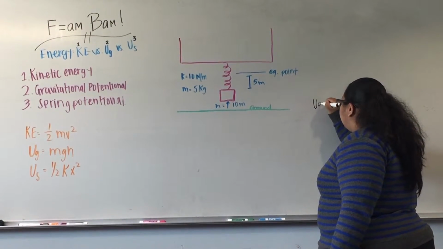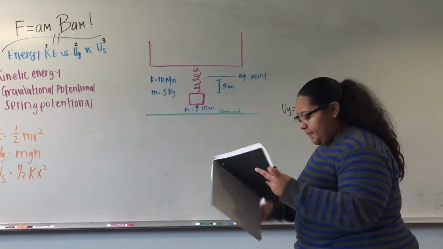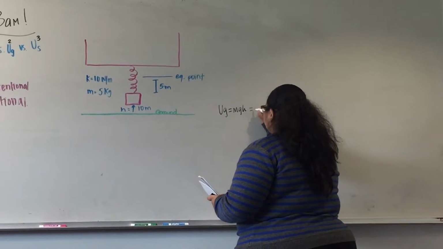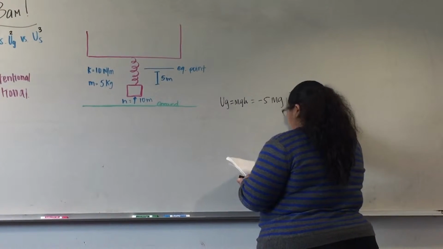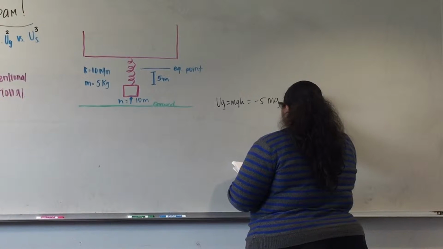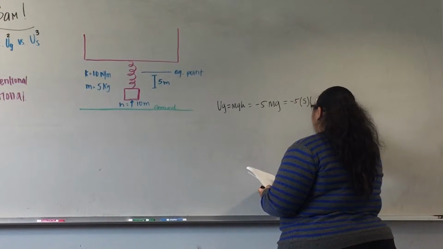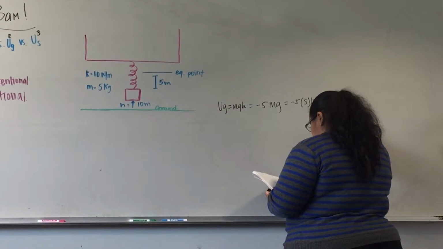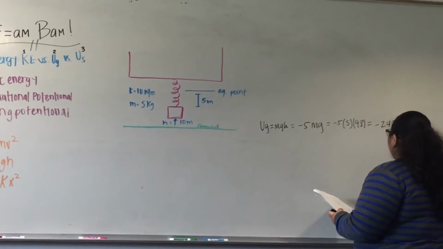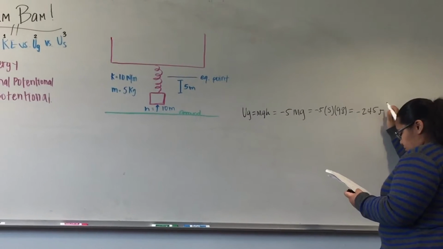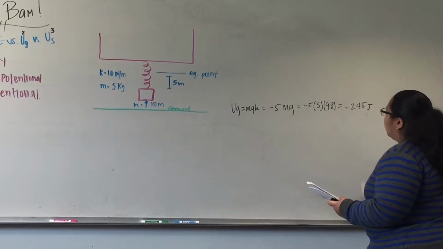So UG, which equals mgh, equals mass times gravity times the height of -5 because it's going down. If we plug that in, we have -5. The mass is 5 kilograms, and then gravity is 9.8. We end up having negative 245 joules, because we're talking about energy.